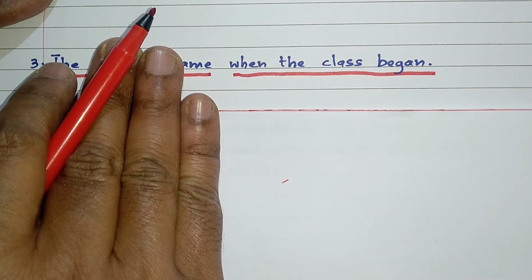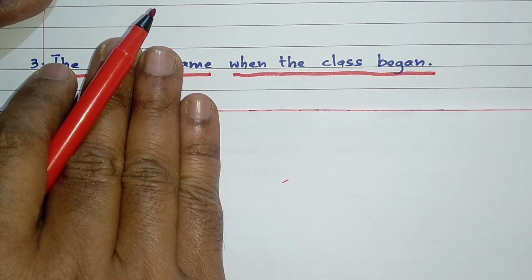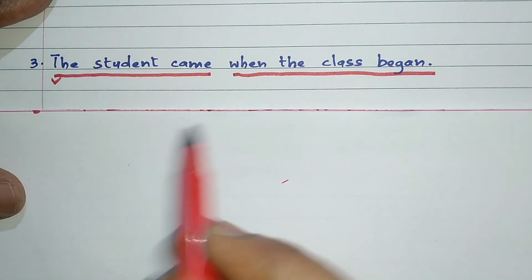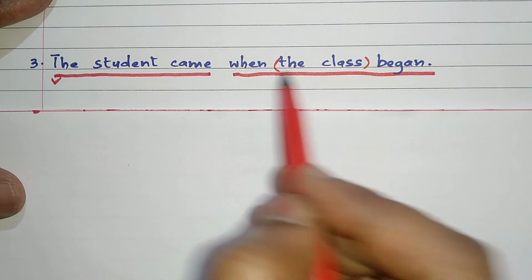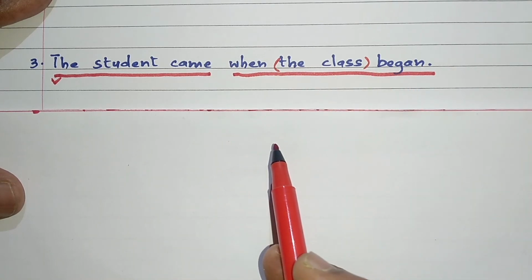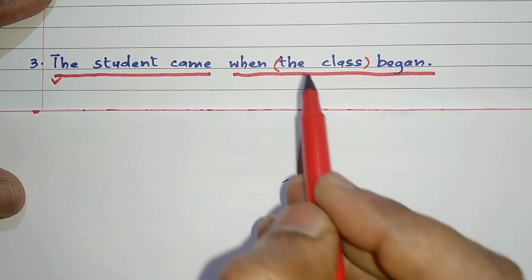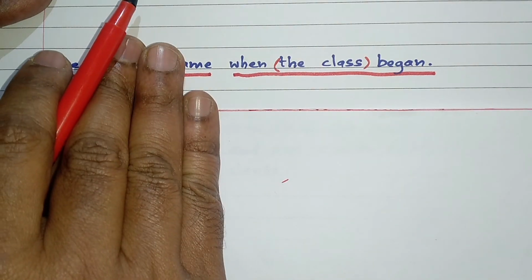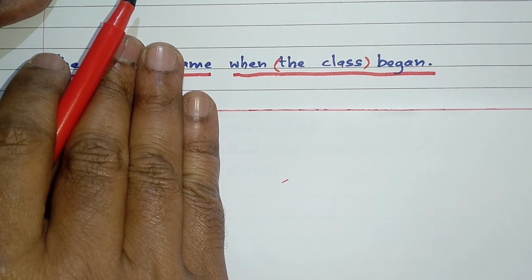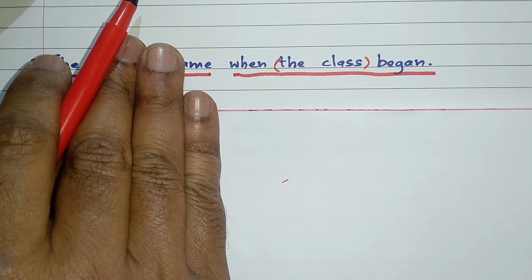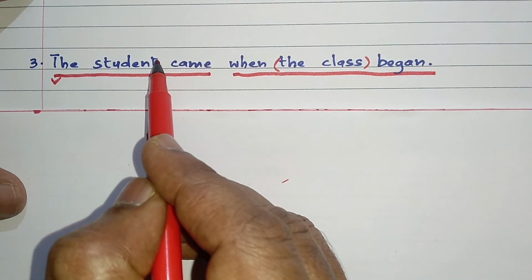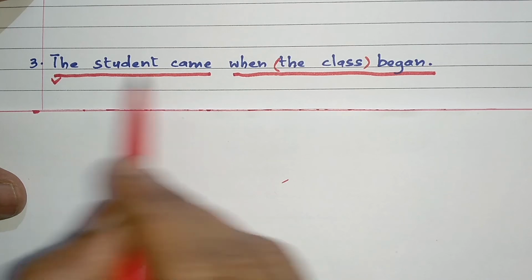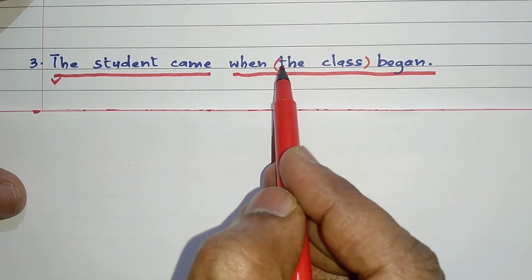Now look at the other part. When the class began. This is also a clause. The class is the subject and began is the predicate. But does this clause make sense on its own? No, it does not. When the class began, the information is not complete. Therefore, this clause does not make sense on its own. It depends on the first clause to make sense.